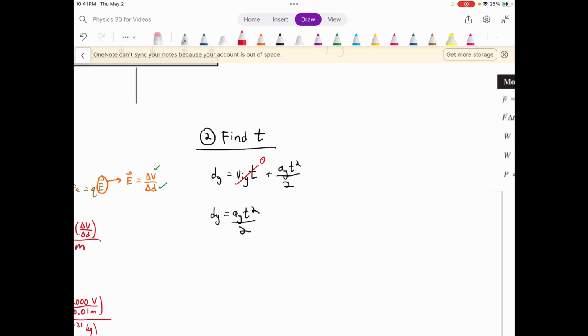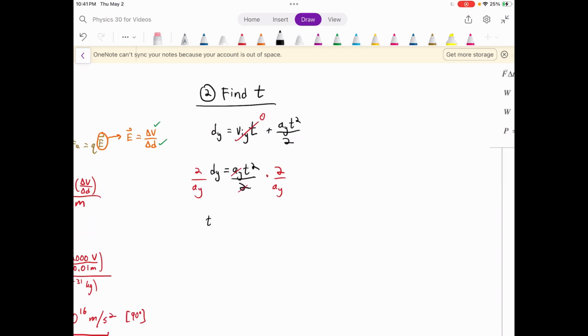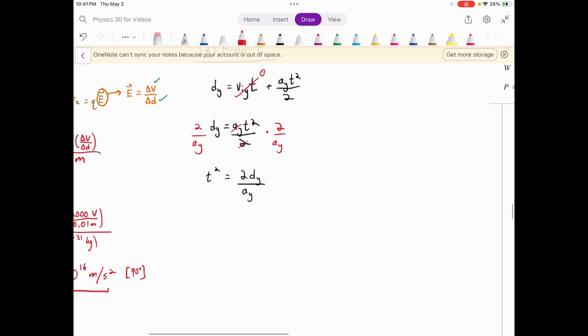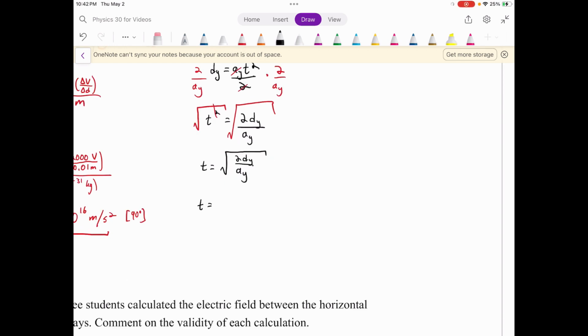So let's now solve for time. We'll multiply both sides by 2, divide by a. That'll give us that the time squared equals 2 times the vertical displacement, dy, divided by the vertical acceleration, ay. And the last thing to do, we don't want t squared, we want t. So the opposite of squaring is square rooting, and here we go. This should give us the time. So let's put in our numbers here.